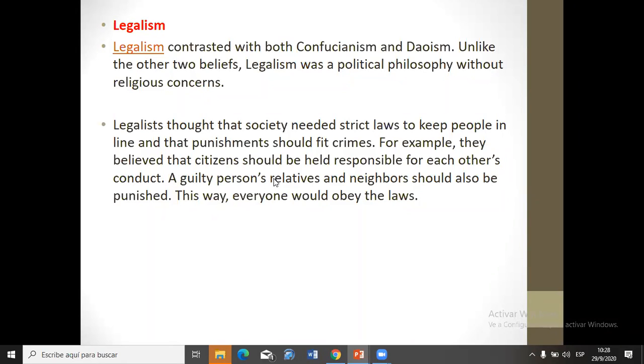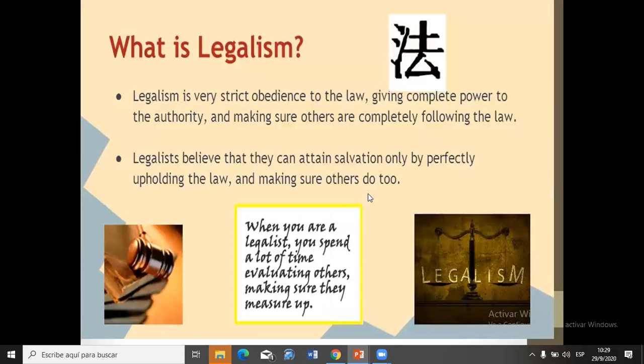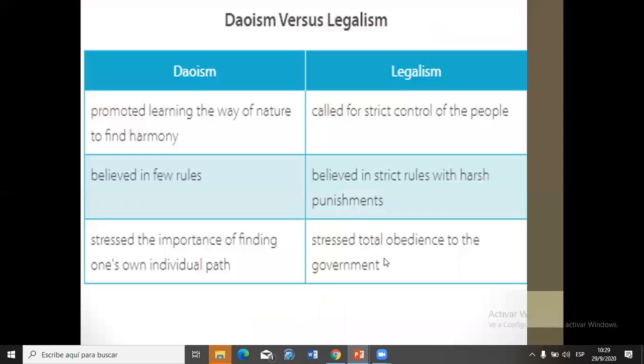A guilty person's relatives and neighbors should also be punished. This way, everyone would obey the law. Okay, over here, there's some thoughts about legalism. Legalism is a very strict obedience to the law, giving complete power to the authority and making sure others are completely following the laws.